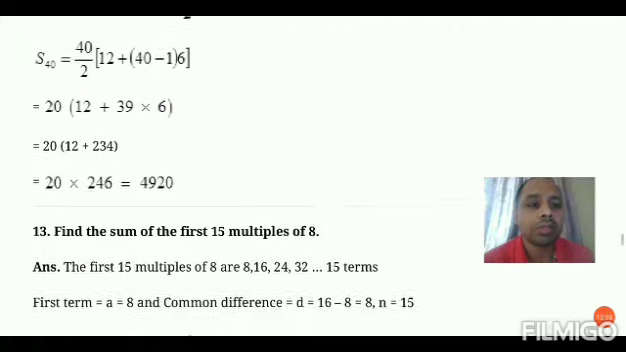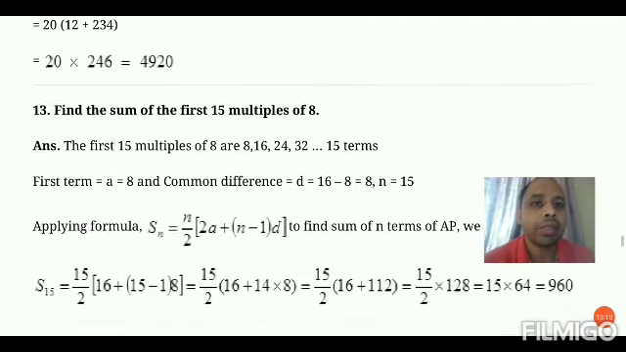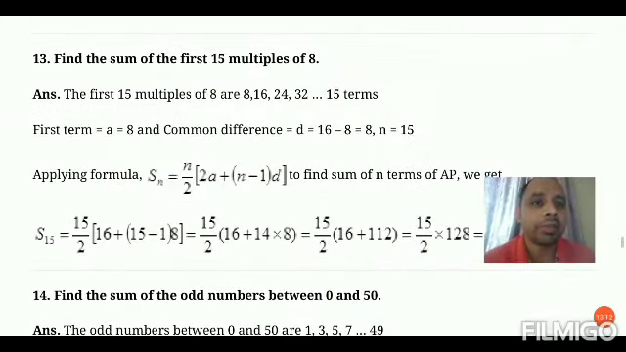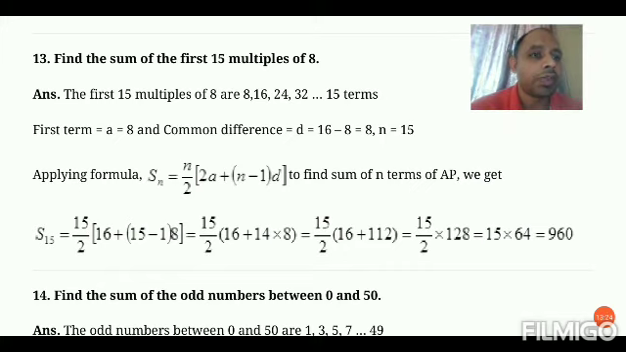Next, question number 13. Find the sum of the first 15 multiples of 8. The first 15 multiples of 8 means the table of 8 up to 15 terms. The first term is 8, the second term is 16, the third term is 24, up to 15 terms. So you have to find S15. Therefore S15 can be written as 15 by 2 in the bracket 2 into 8, 16, plus 15 minus 1 into 8. And if you simplify this one, you will get the value of S15 as 960.